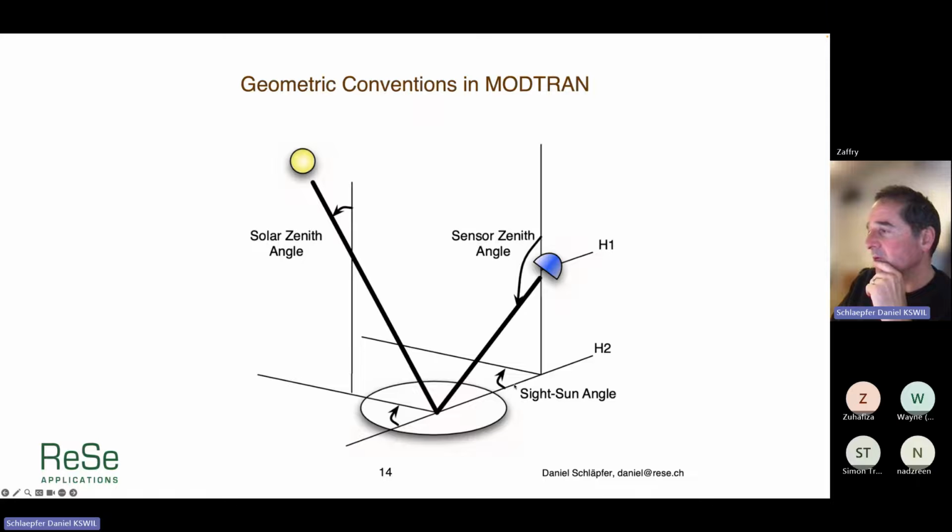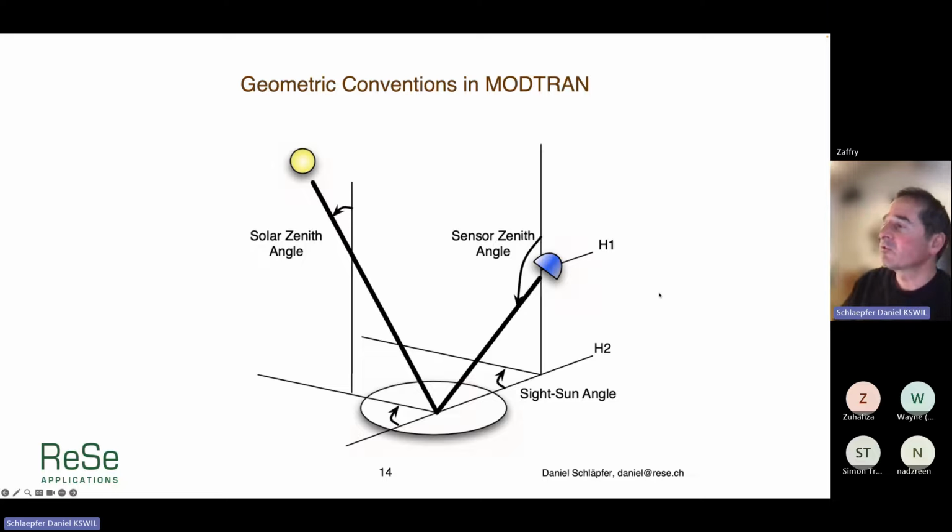So that's these definitions of the angles. The side sun angle is the angle between the trace of your observation and the trace of the sun. So this is the trace of the observation vector, and this is the trace of the solar vector, and this is the side sun angle. Also again from the sensor to the sun and not the other way around.